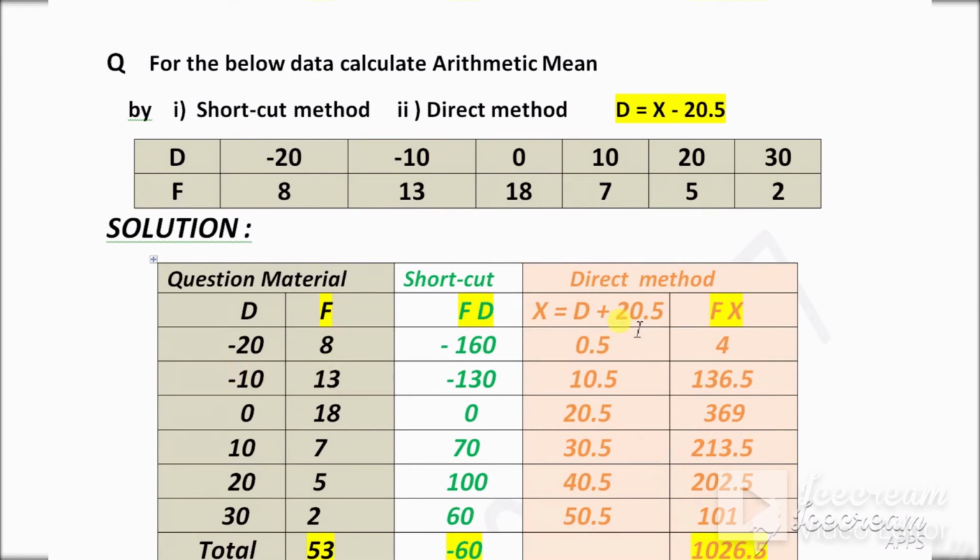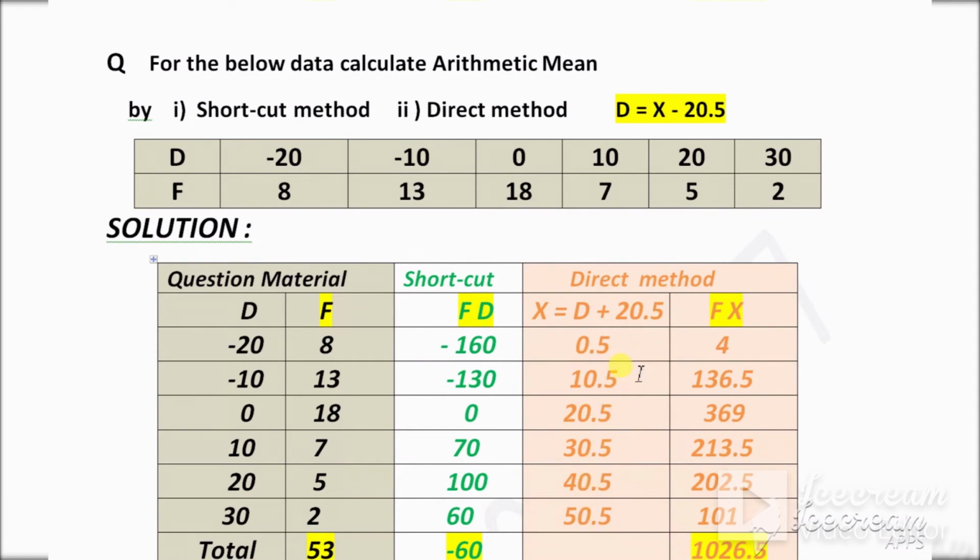Negative 10 plus 20.5 is 10.5. 0 plus 20.5 is 20.5. 10 plus 20.5 is 30.5. 20 plus 20.5 is 40.5. 30 plus 20.5 is 50.5. Now these are the values of x.